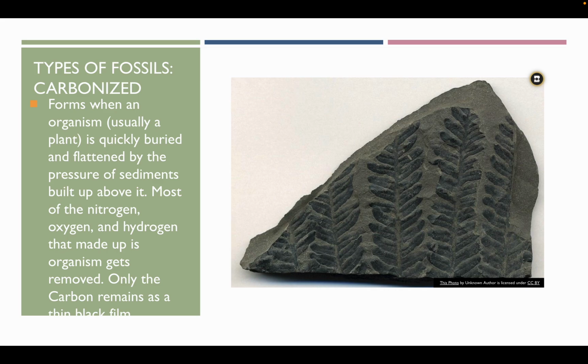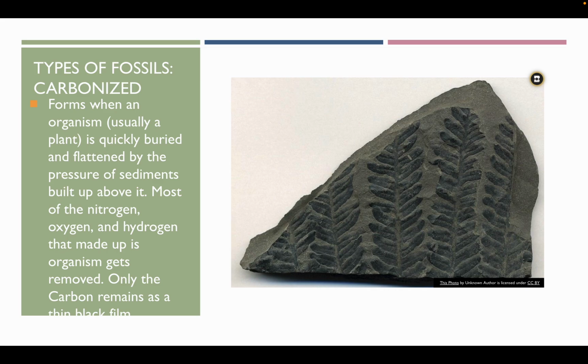Carbon is the most abundant element on Earth. There's lots of carbon, and carbon makes up every living being. It makes up you, it makes up me, it makes up the grass outside, it makes up the trees, it makes up your dog, your cat. Carbon makes up everything. So it's very easy for these carbon remains to be left behind.